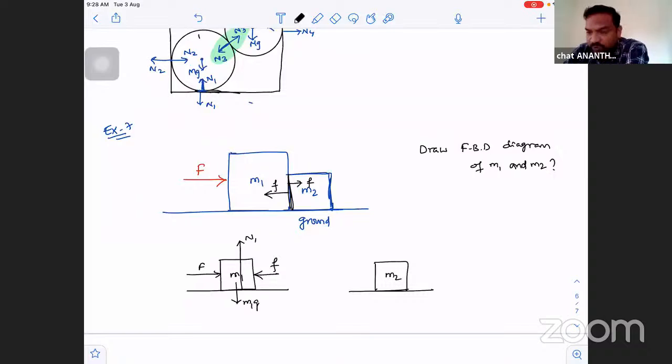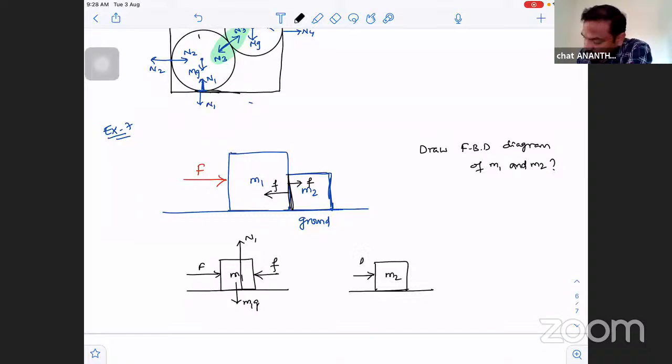Gautam, what I am saying is, suppose you are pushing M1, then M1 pushes M2, that is, M1 applies a force on M2. Then M2 will apply the force on M1. Action-reaction pair. Okay.